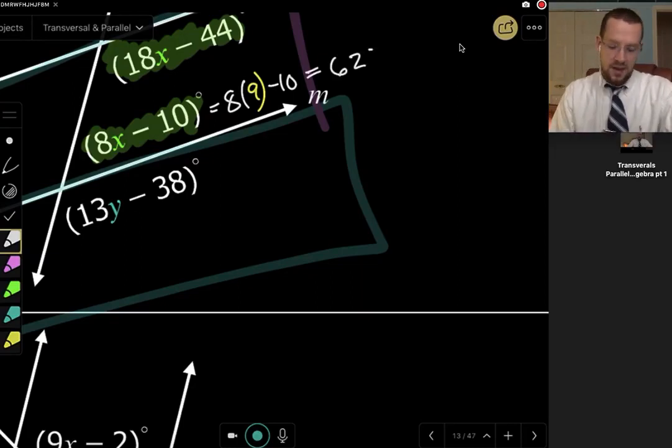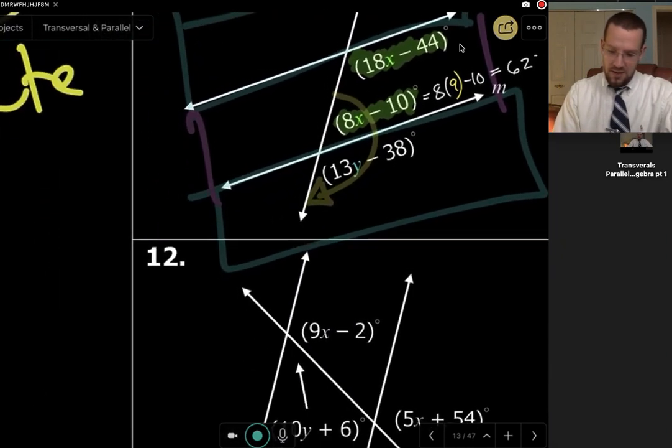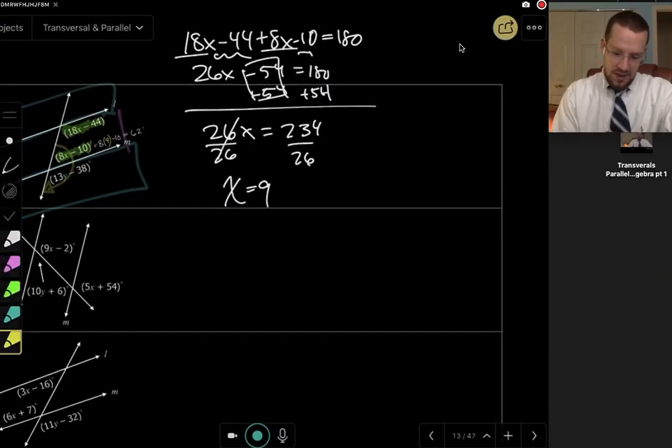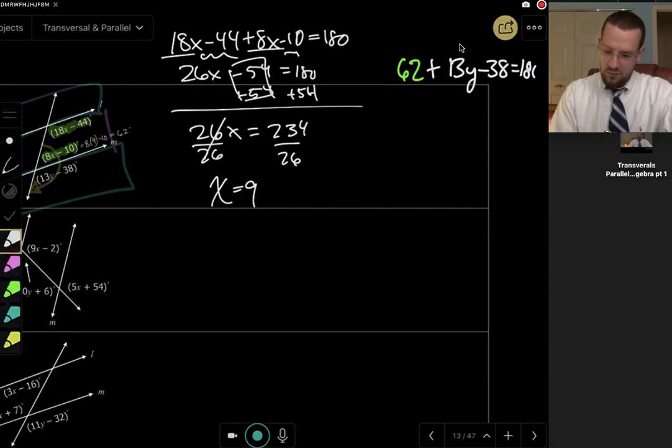And what we want to do now is set up an equation. The reason I chose this is because this is a linear pair, right? And so what I'm going to do is set up my equation in terms of the linear pair. So we're going to have our 62 degrees plus our quantity for y, 13y minus 38, and it's a linear pair. So this too is supplementary. So equals 180.